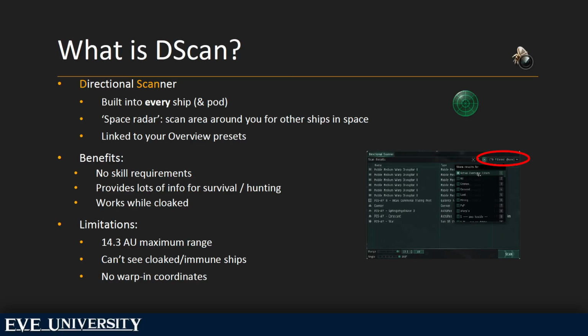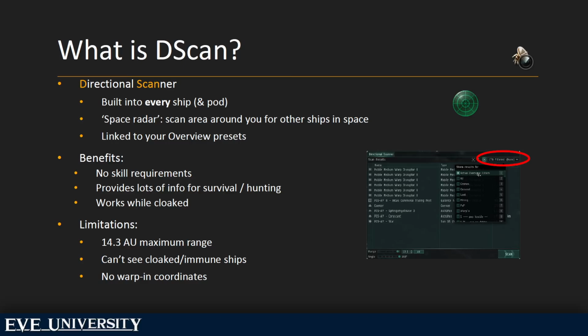The DScan is linked to your overview presets, so it will show you only the objects that your overview shows. For example, if your overview shows wrecks, then the DScan will show wrecks as well. If your overview shows combat probes, then your DScan will show combat probes, and so on. So it's very important to have your overview properly preset to get the information that you expect to get from the directional scanner. We will talk about it in more detail later.